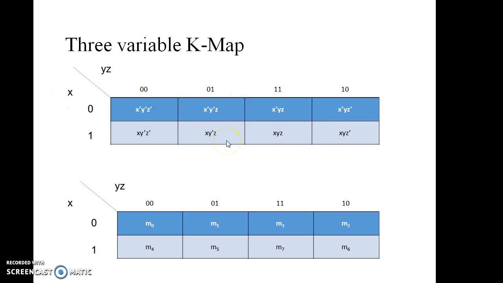Then the 3 variable kmap. A 3 variable kmap consists of 8 cells. We represent the minterms as m0, m1, m2, m3. Here the variable changes in only one variable between adjacent cells. So we write the second variable, the third variable as 1, 1 and then 1, 0.